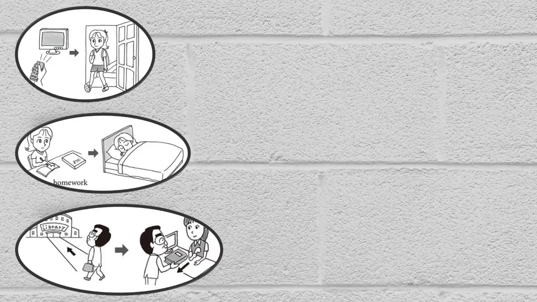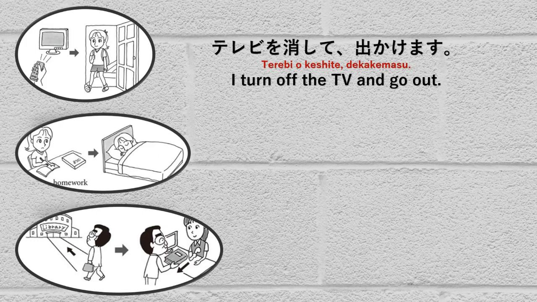Alright, exercise. We're going to connect these two actions using the te form. Two actions you see here in the pictures. Okay, so you may pause the video and try and answer, or just continue watching. Okay, the answers are: first, turn off the TV and go out. Terebi o keshite dekakemasu.